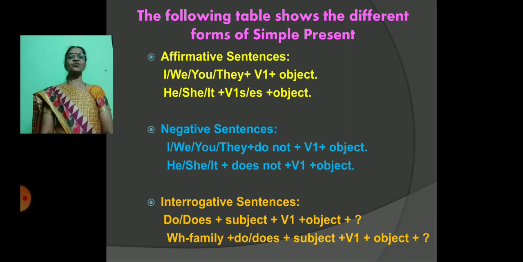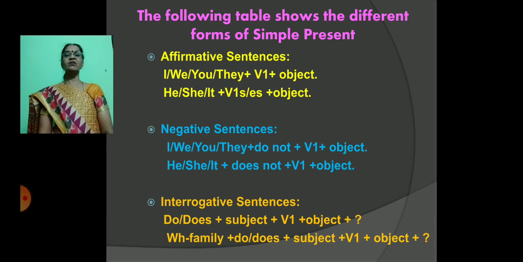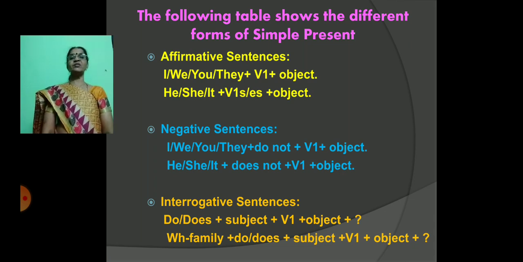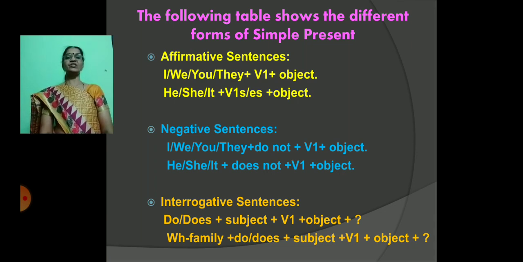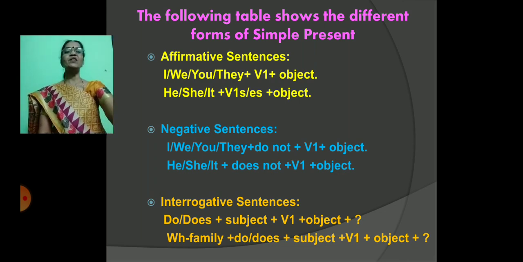Now coming to the interrogative sentences. For interrogative sentences, you begin with do or does plus subject plus V1 plus object. Do I write a letter? Does she write a letter? Now when it comes to the WH family, that is a question beginning with WH: what, when, where, why. You say, why do I write a letter? When do I write a letter? When does she write a letter? So this is how you're going to make use of simple present.